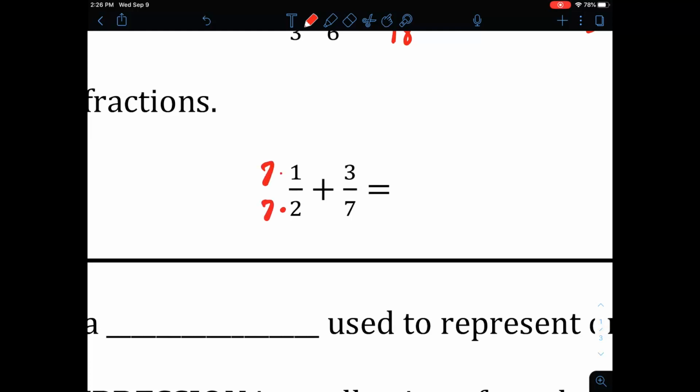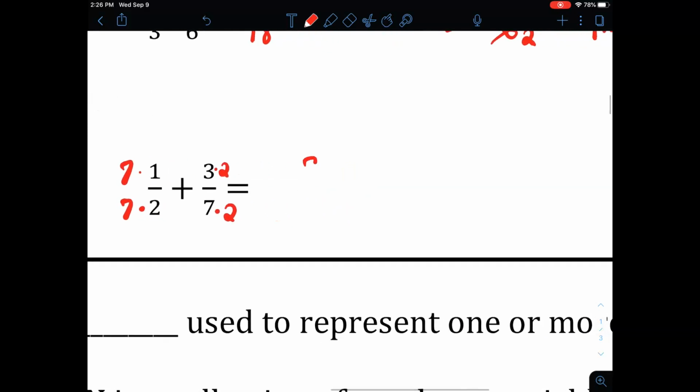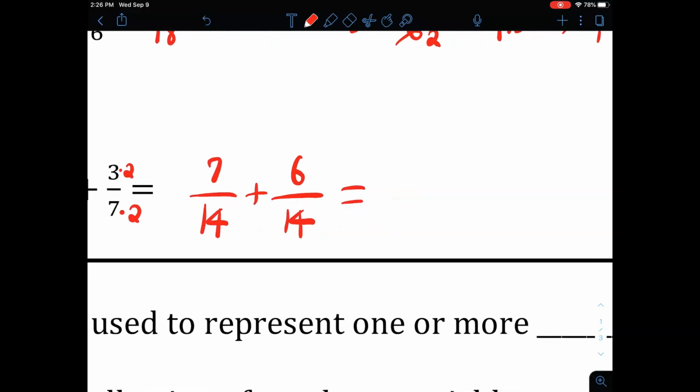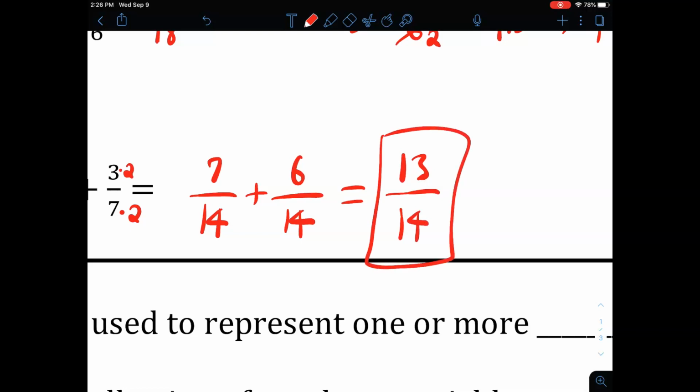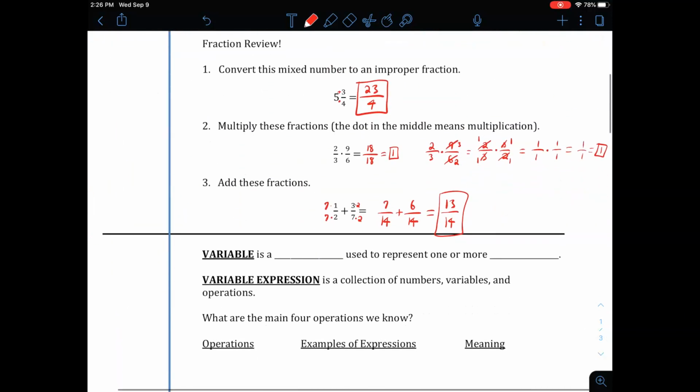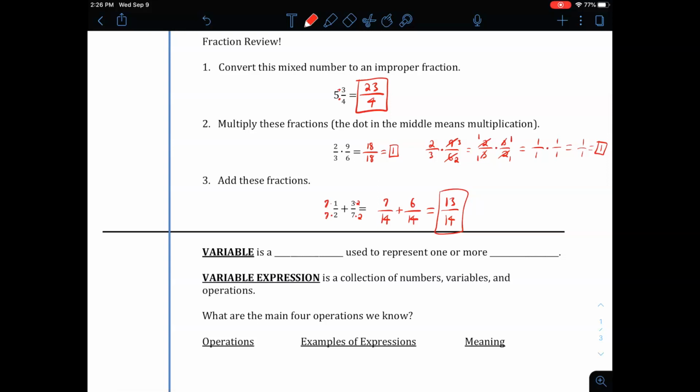So 2 times what's going to be 14 over here? 7. 7 times what's going to be 14? 2. So now we have 7 times 1 is 7 over 14, plus 3 times 2, which is 6 over 14. And what's 7 plus 6 going to be? That's going to be 13 over 14. And there's our answer for that one, okay?